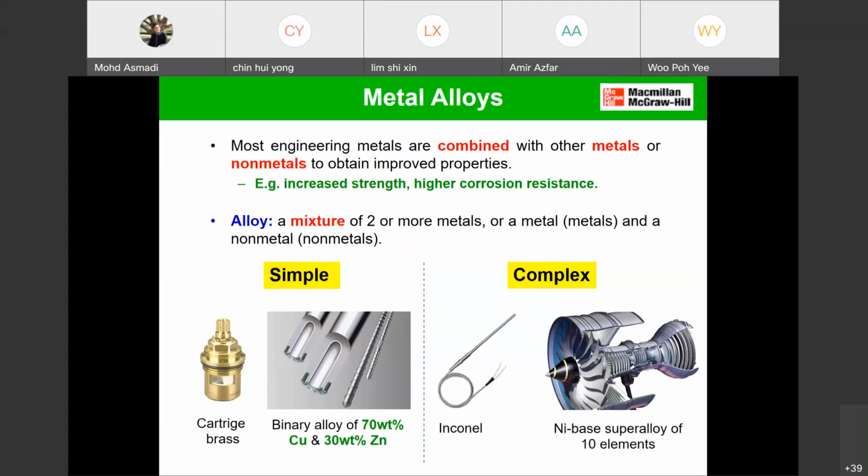Like stainless steel, right? That one is actually a mixing of more than two metals. We call it an alloy. So we can increase the strength and get higher corrosion resistance. An alloy is a mixture of two or more metals, or metals and non-metals. Even though the price is of course higher for the alloy compared with normal steel, because of the corrosion or rusting.